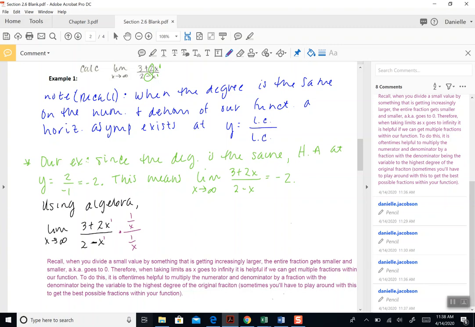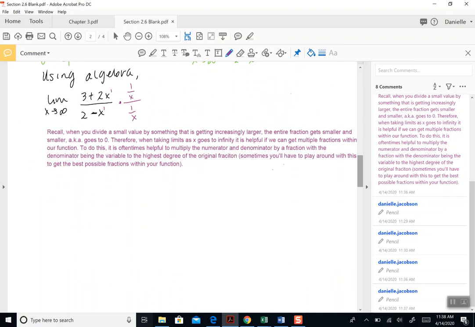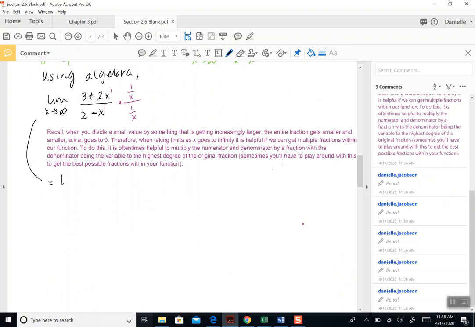Sometimes people will just multiply by a 1 over x. You don't want to do that because then you're changing the expression you're working with completely, which is a fairly large conceptual error. All right, so I'll scroll down here just a little bit. Okay, if I do that, what I end up getting is the limit as x goes to infinity of 3 over x, so I'm just distributing this through, plus 2 over x, all divided by, distributing in the denominator now, 2 over x minus x over x.